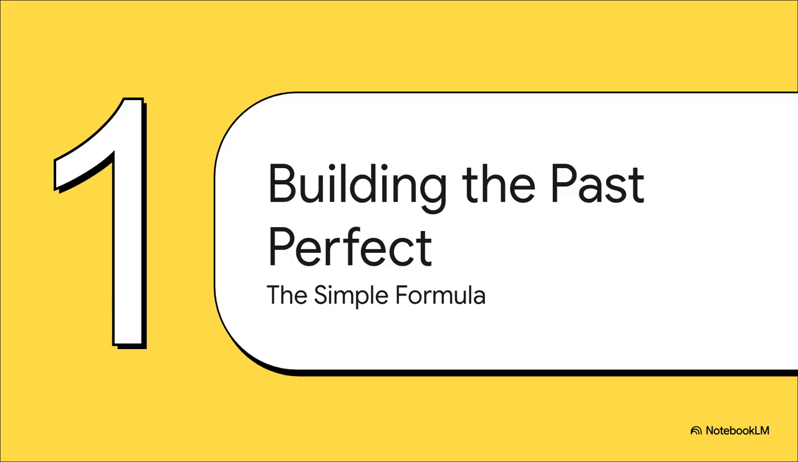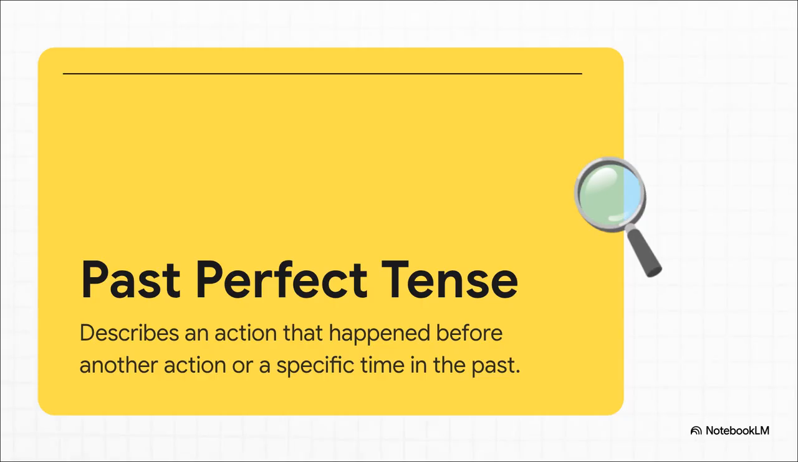Okay, so how do we actually build this so-called magical tense? Well, you're going to love this because it's way easier than you think. Let's break down the super simple formula. So what does it actually do? Well, the past perfect is all about talking about an action that was totally finished before another action in the past even got going. Think of it as your tool for creating a perfectly clear sequence of events.